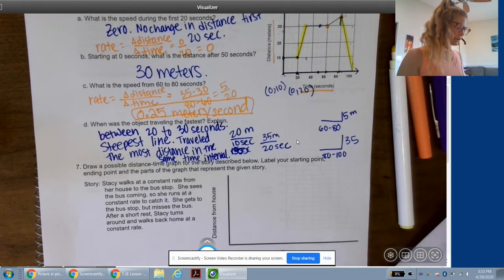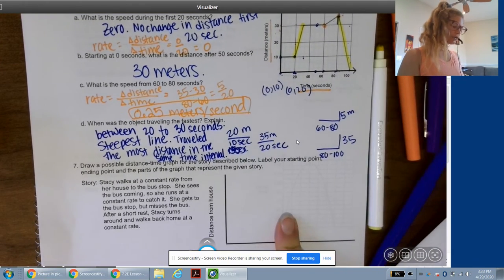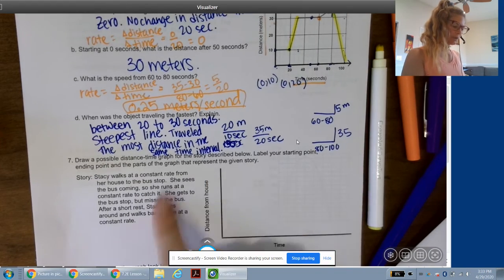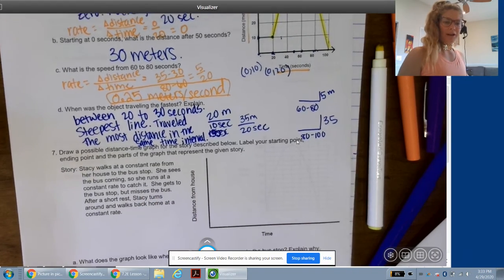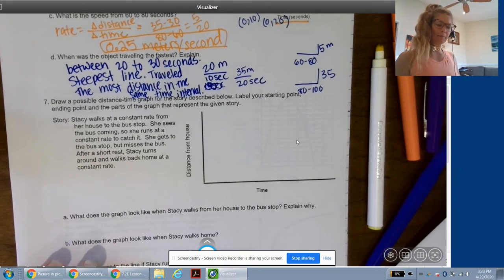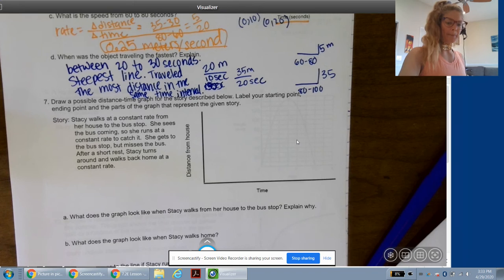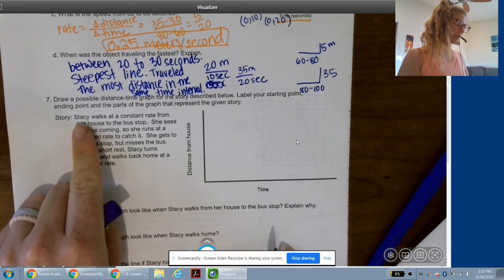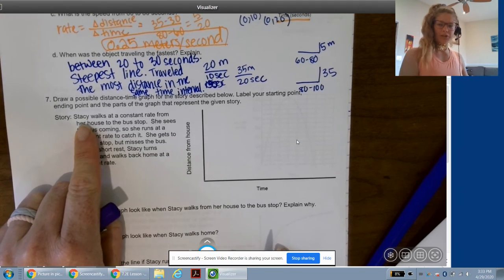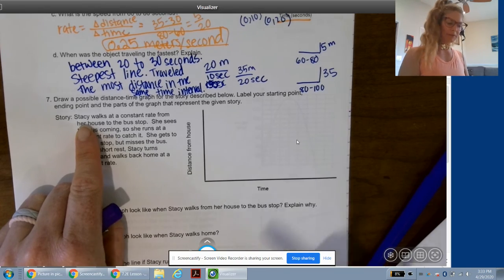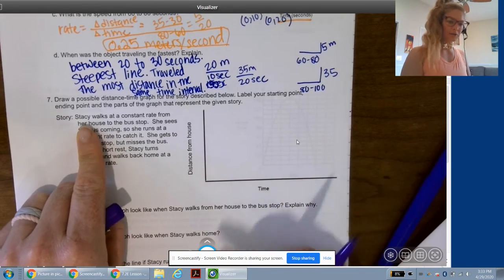Awesome. So let's take a look, and what we're going to do is we're going to draw a possible distance time graph for the story described below. Obviously, our graphs aren't going to be exactly the same, but they're going to look really similar because we're describing the same story. So taking a look here, let's read the story first before we start graphing, just in case we want to add something and we want to know how far we have to graph.